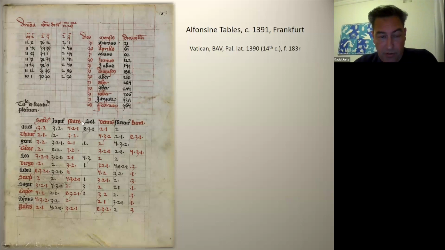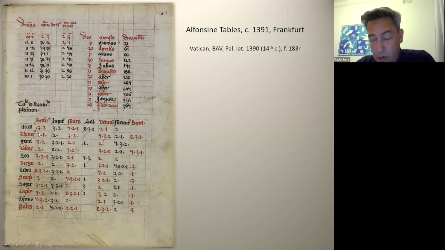So similar tables can appear here. You have an example of the Alphonsine tables in a 14th century manuscript. And again, here, instead of having the total owned by each planet in the signs, you have the details. It's the table here at the bottom of the page. Saturn is given in Aries 3 plus 2, so in this case you have the details.